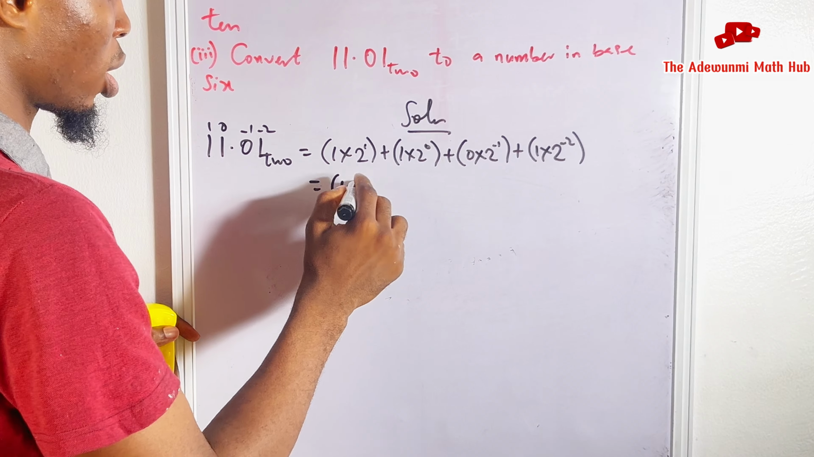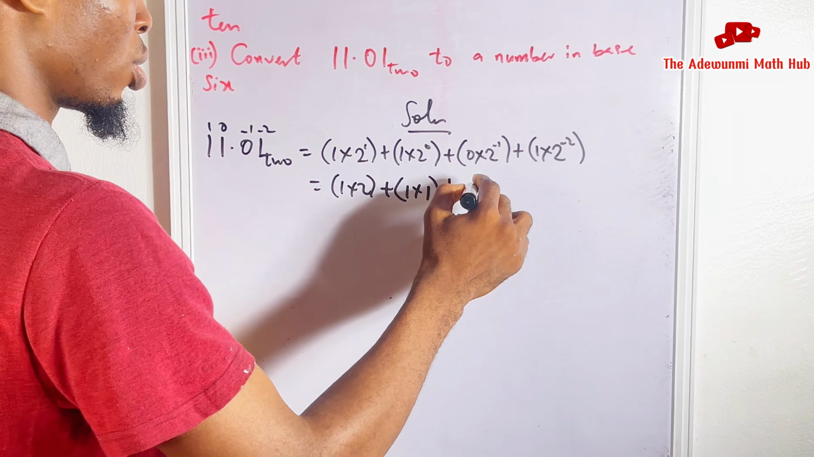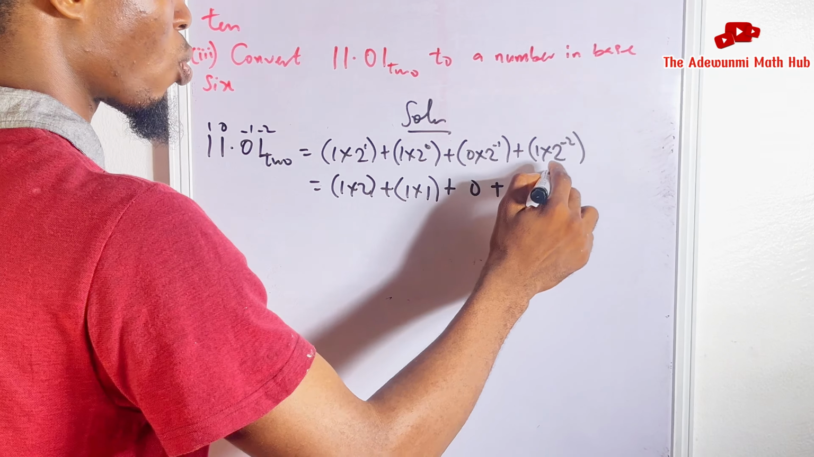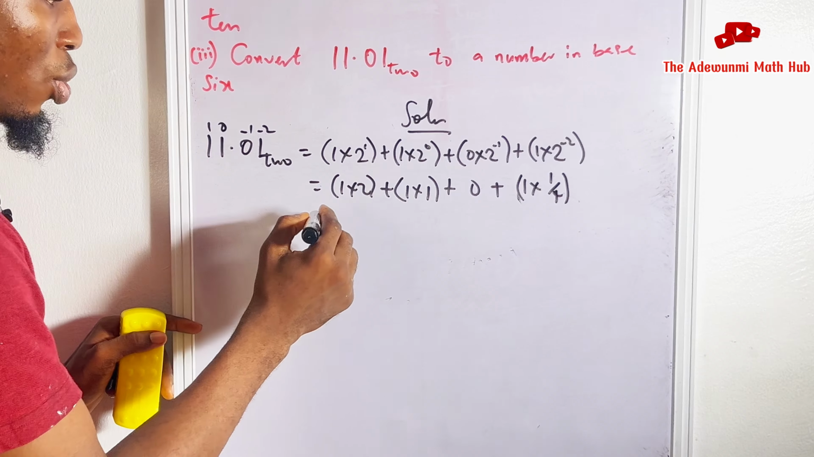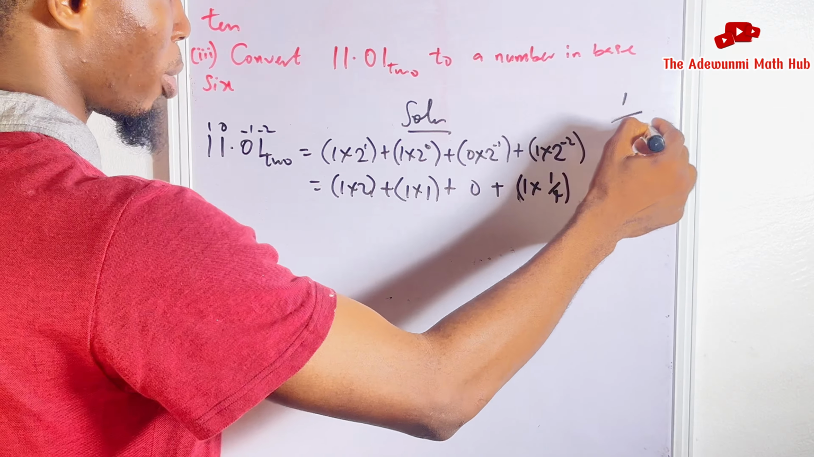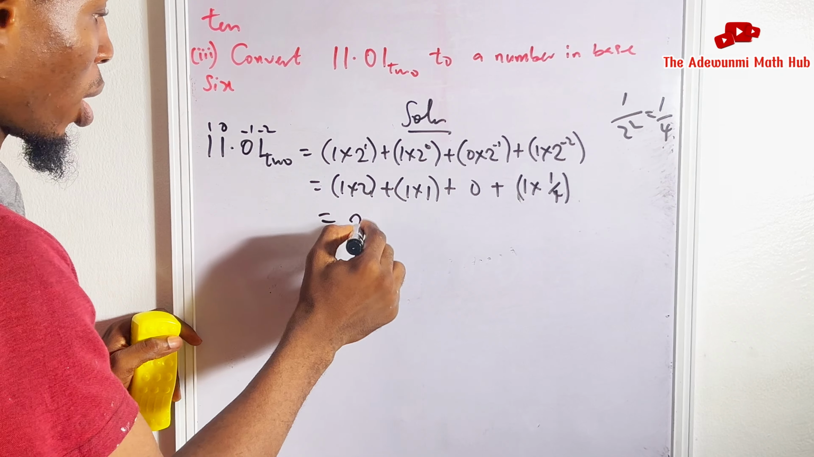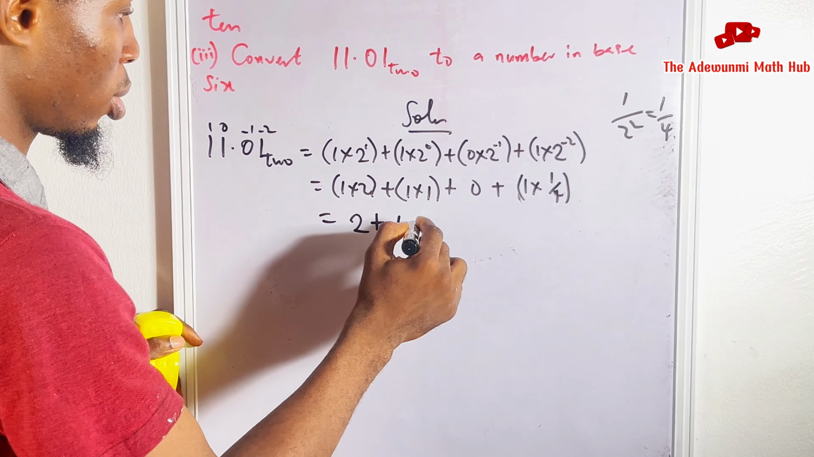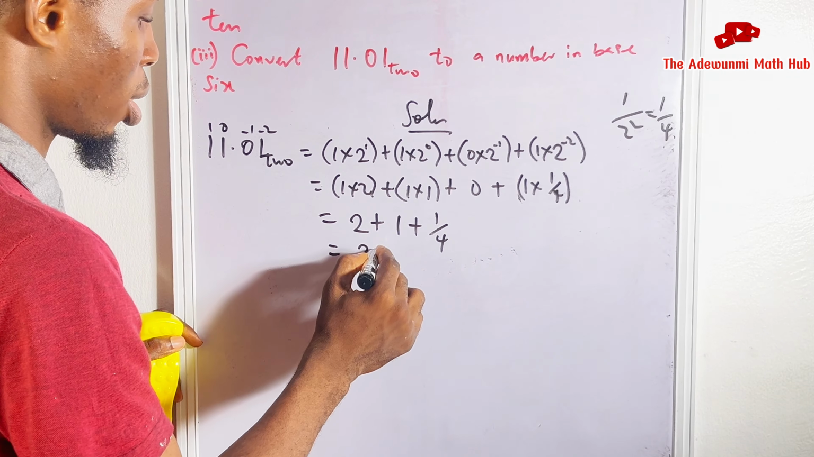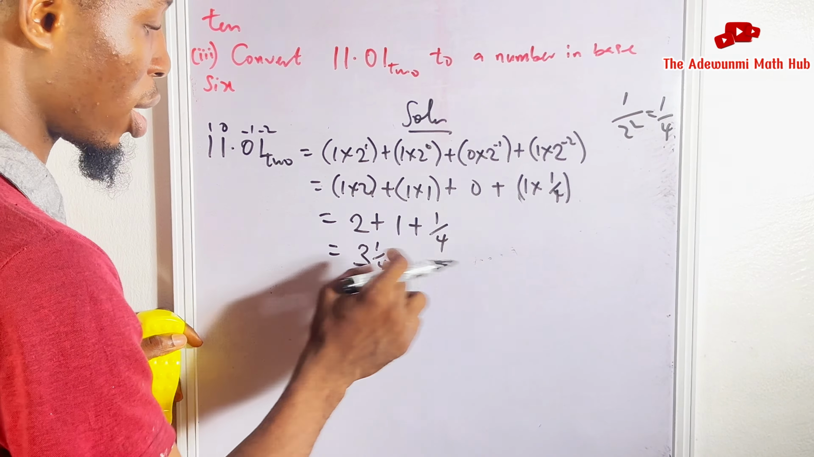Or we have 1 times 2 plus 1 times 1 plus 0, plus 1 times 1 over 4. So you remember 2 raised to -2 is 1 over 2 raised to 2, which is 1 over 4. You remember? So now let's solve. We have 2 plus 1 plus 1 over 4. That's 2 plus 1, 3, plus 1 over 4. That's 3 whole number 1 over 4.